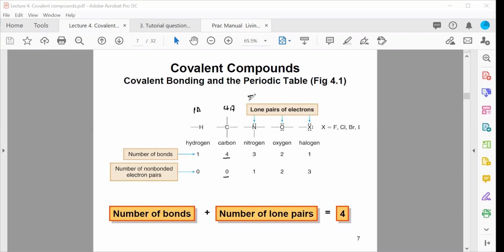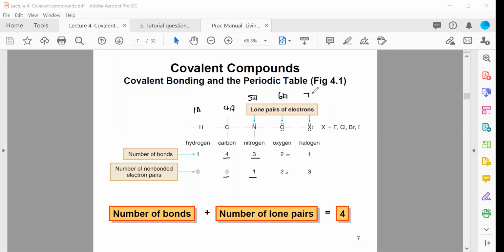Nitrogen, 5A, has 5 valence electrons. It uses 3 of those 5 valence electrons to form covalent bonds, 1 lone pair of electrons remaining. So it forms 3 bonds, 1 lone pair remaining. Oxygen, group 6A, so it has 6 valence electrons. It uses 2 of those 6 valence electrons to form 2 covalent bonds with 2 lone pairs remaining, and hence the 2 and the 2. This is very useful for everyone to know.